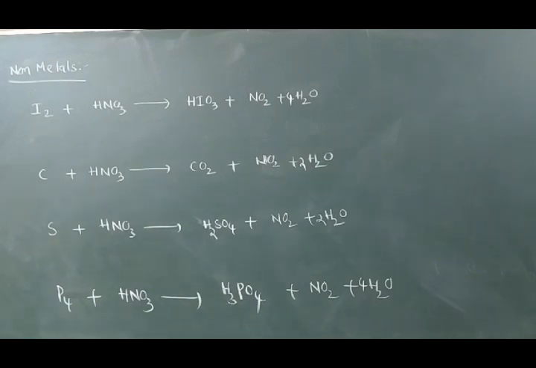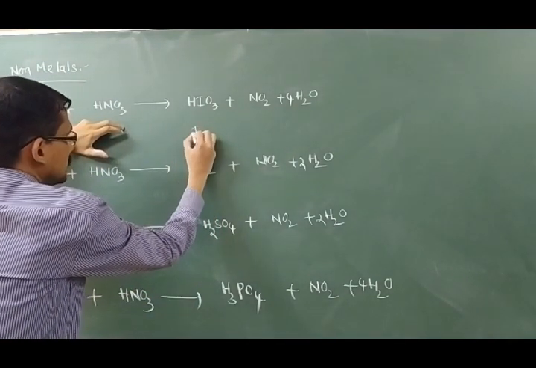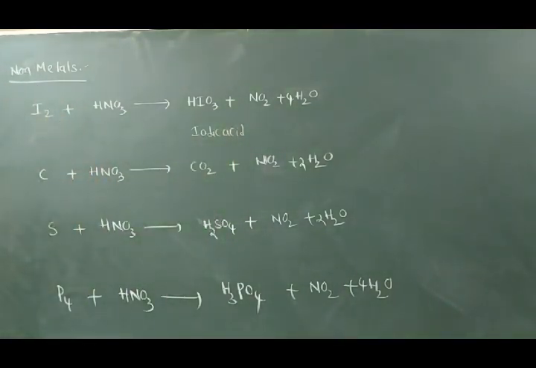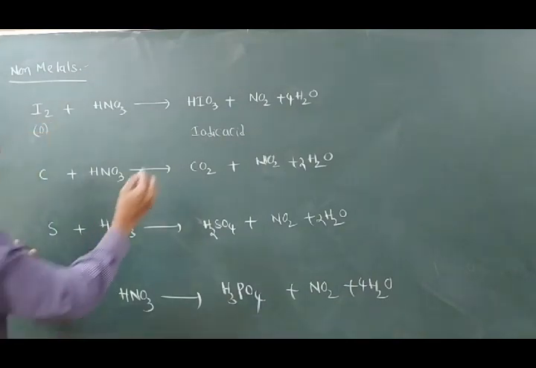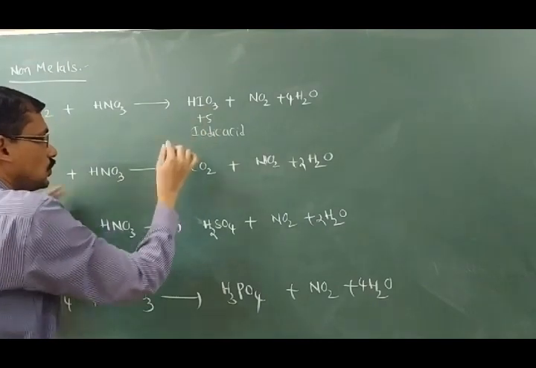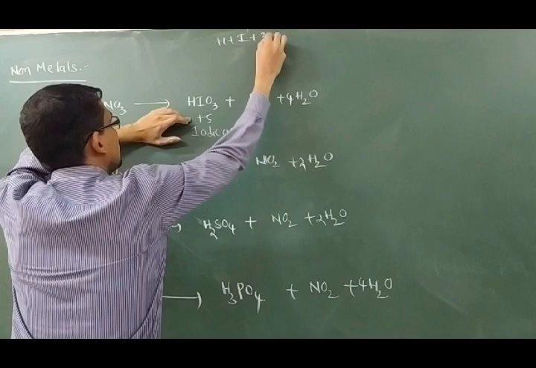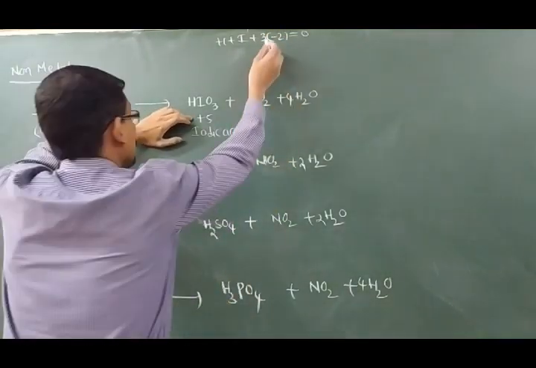Next, continuation, non-metals. Let me see how it reacts with non-metals. Iodine, whenever it reacts with nitric acid, will convert into iodic acid. Now, how to balance here? Very simple to balance. See here, iodine has the 0 oxidation state. Here the oxidation state is plus 5. If you don't know, see here: hydrogen is always plus 1, iodine we are calculating, and each oxygen carries minus 2. There are 3 oxygens.